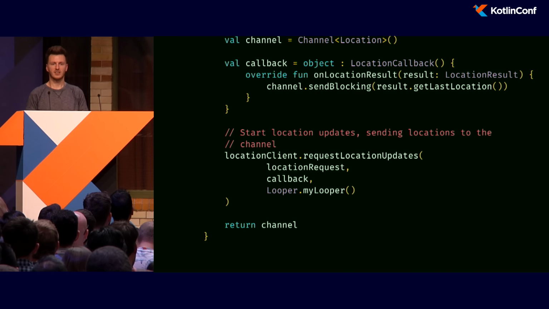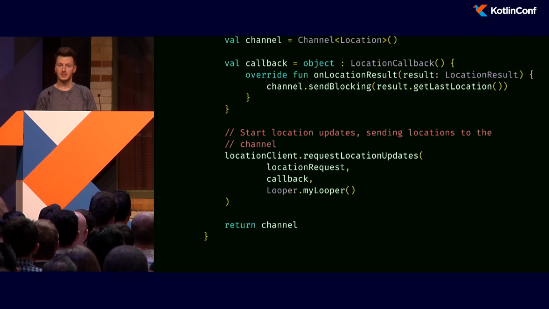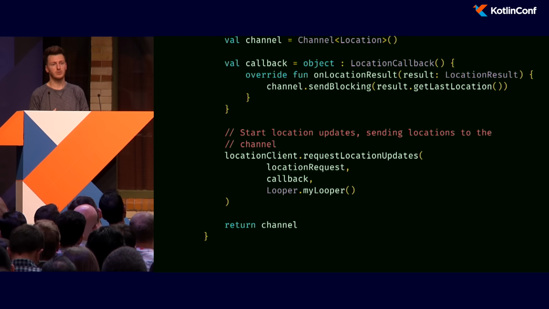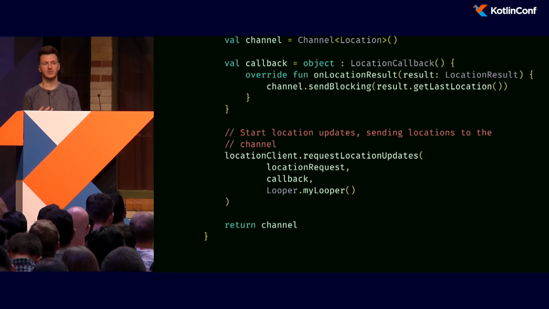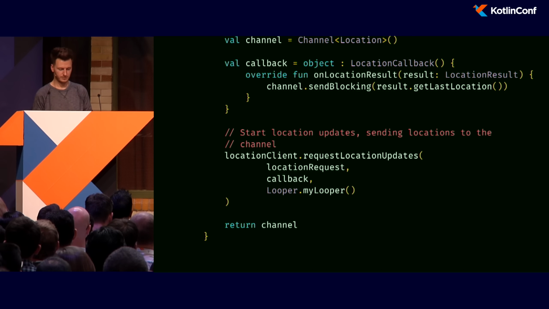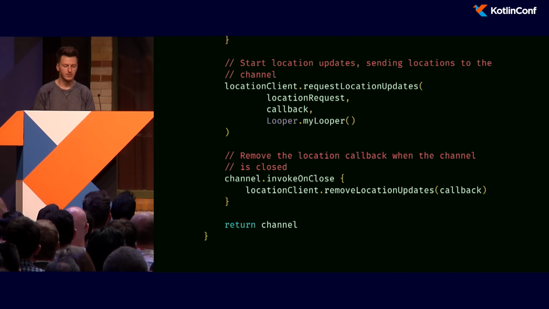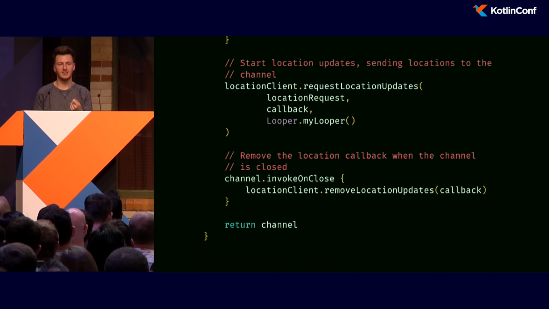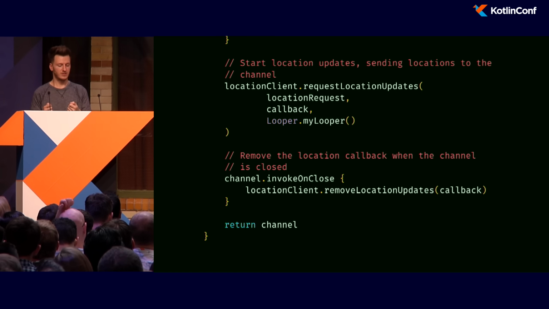So at this point, we actually need to start kicking off the location updates. So we'll just call request location updates with our request and our callback. And because, as I said, we're happy with whatever thread we're running on, we'll just use Looper.myLooper, which is a utility method in Android, which is basically whatever looper is currently on my thread. One of the neat things you can do is add a listener onto channels, which is invoked whenever they're closed. What this allows us to do is hook neatly into the channel, so that we can automatically tell Play Services to stop doing location updates. And that's exactly what we do. We invoke on close, and we just call remove location updates.